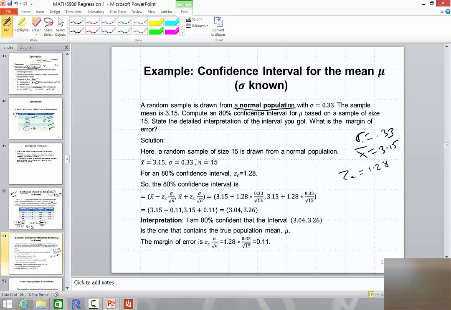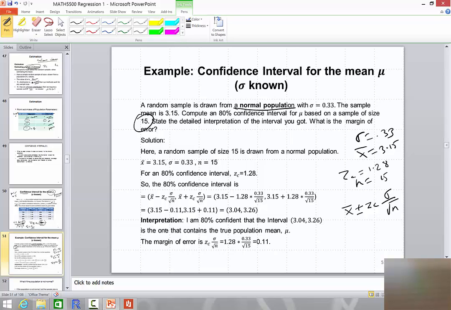So you have sigma, you have x bar, you have Z critical, and how about n? The sample size n is 15, since it is a random sample of size 15. The formula is x bar plus or minus Z critical times sigma over square root of n. This is all you need. Once minus and once plus, and put the numbers in, you'll get the interval.